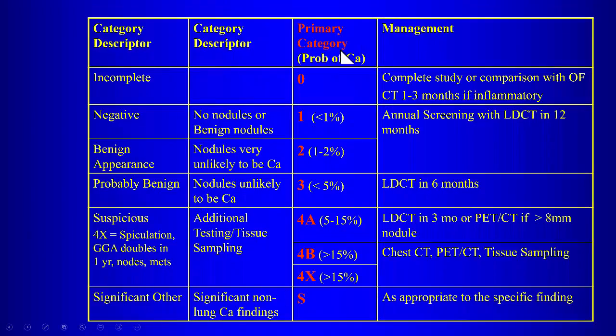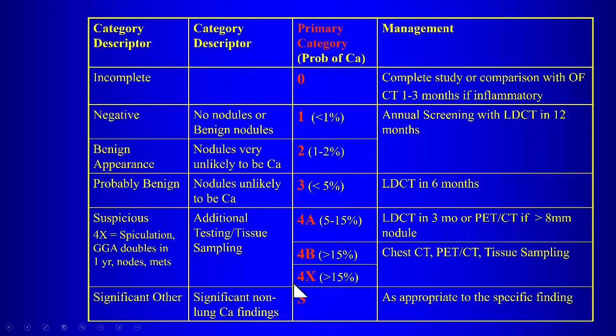Now, in terms of these primary categories, all of these also have a certain relationship in terms of what our expectation of cancer is. So for a small nodule, for a score of 1, we expect less than 1% of those to be cancer. And the probability of cancer goes up, obviously, as your score goes up.